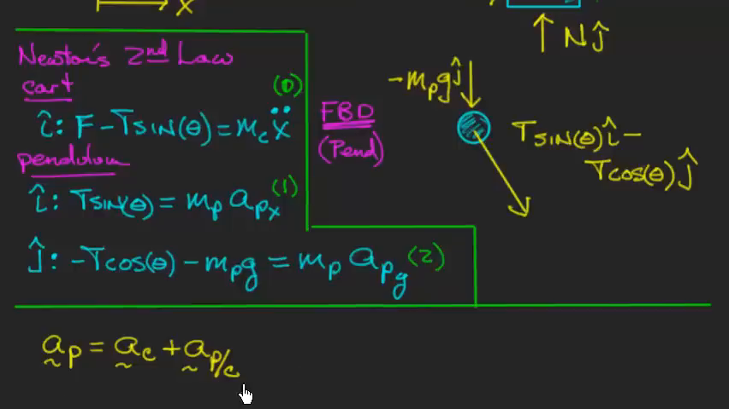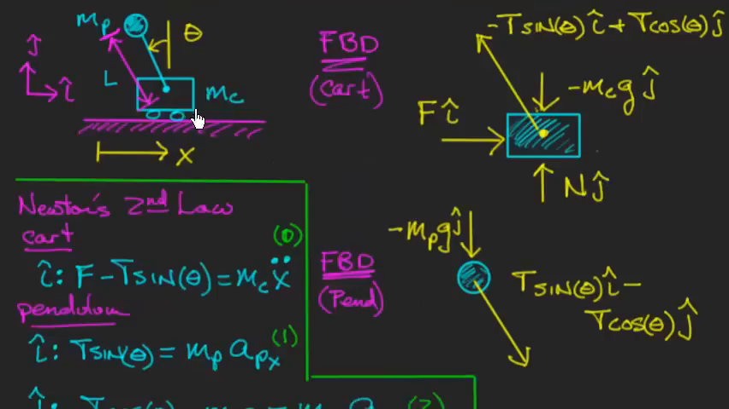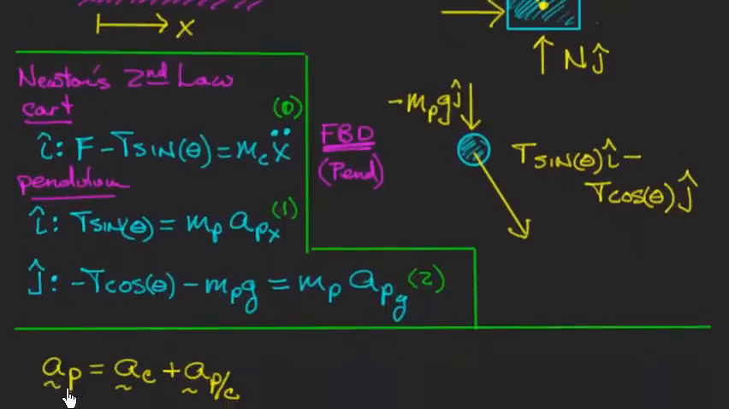Right, remember this? This is our nice little expression for relative accelerations. And this approach is really handy when you have bodies connected to each other by things like pin joints, like I have here. All right, so let's go through with this. Here's the acceleration of the pendulum, expressed in terms of the acceleration of the cart and the acceleration of the pendulum relative to the cart.